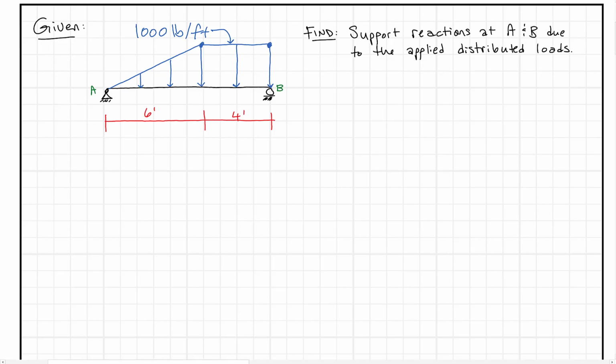Alright, well in this video what we're going to do is take a look at the support reactions at a beam due to applied distributed loads. So in this case we might have a distributed load where the load is spread out evenly over an area, or it slopes. Maybe it starts at zero load on one side and goes all the way up to 1,000 pounds per foot on the other side.